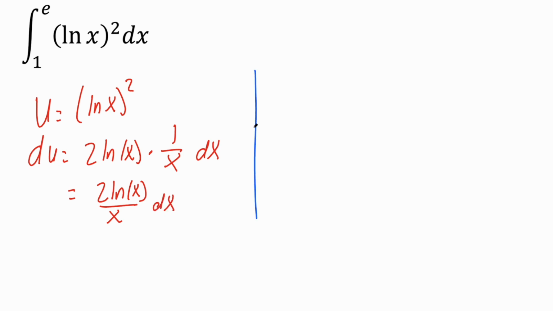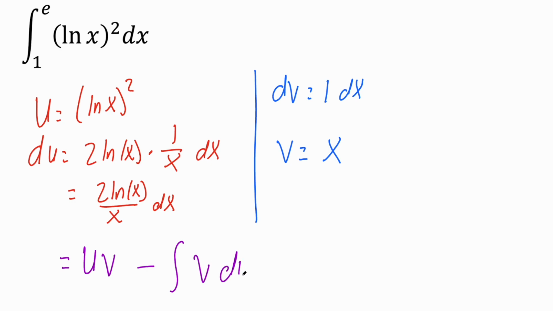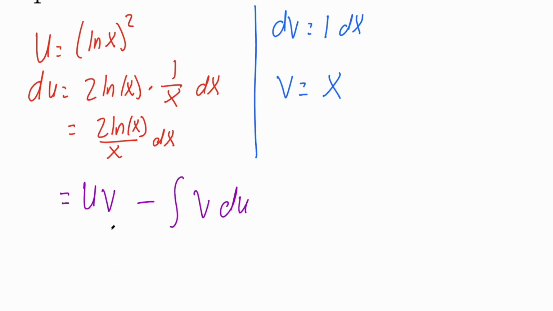So we're using integration by parts. We're going to say that dv is equal to just 1 dx, so our v term will equal x. The integral of 1 is just x. With integration by parts, we're going to get uv minus the integral of v du, and we're just going to swap. So u is (ln x) squared, and v is just x.